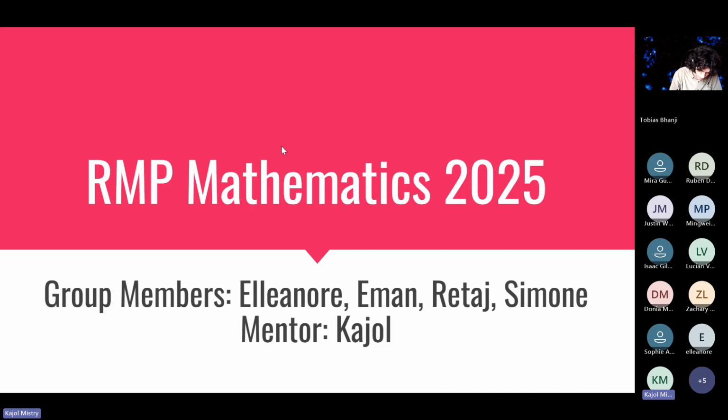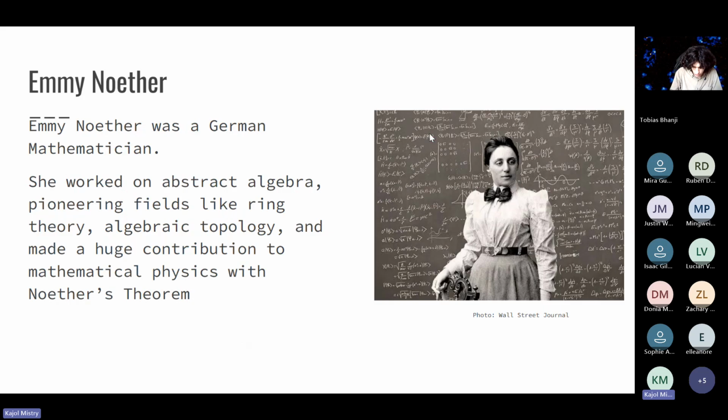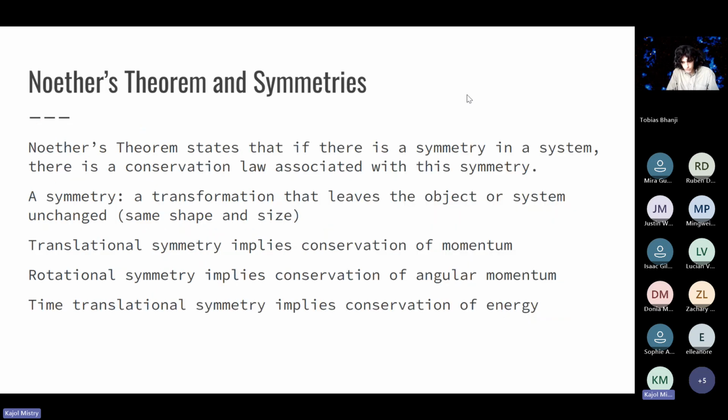And this led us very nicely to Noether's theorem. Emmy Noether, for those of you who don't know, is my personal inspiration in physics. She was a brilliant German mathematician. She pioneered fields like abstract algebra, ring theory, and algebraic topology, and in reference to physics, she made a huge contribution with Noether's theorem, which is used across all fields of physics. It's so fundamental. Noether's theorem is all to do with conservation laws and symmetries.